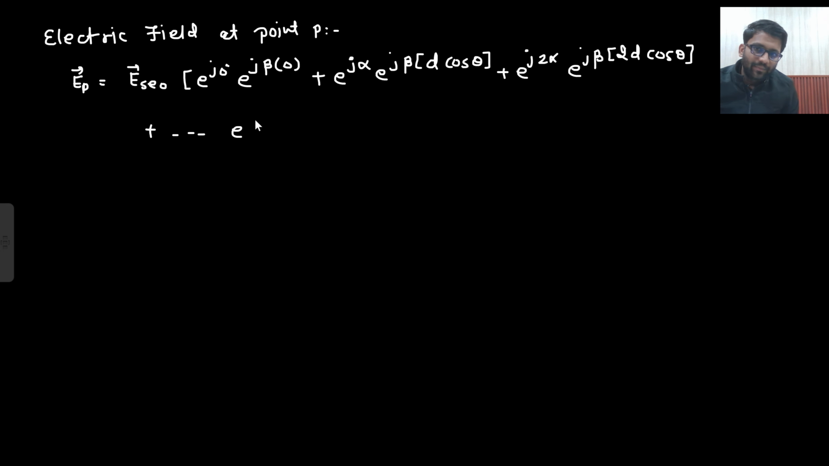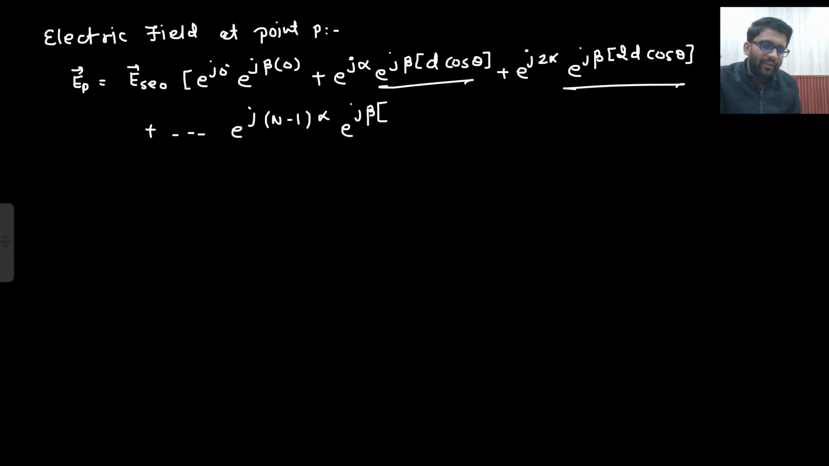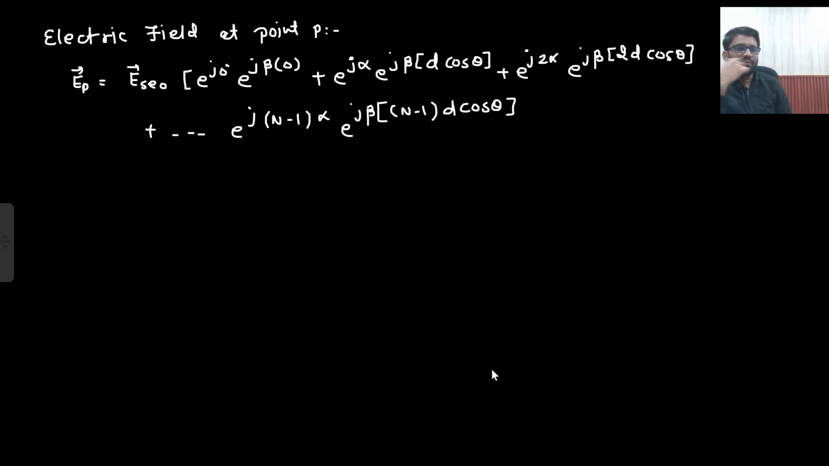In the last, what will come? Look, for the element at origin, 0 was coming. For the second element, alpha is coming. For the third element, 2 alpha is coming. So for the nth element, n minus 1 alpha will come. E to the power j beta. This was for the second element, this is for the third element. So for the third element, 2 is coming, so for the nth element, n minus 1 d cos theta. Say yes or no? Right?